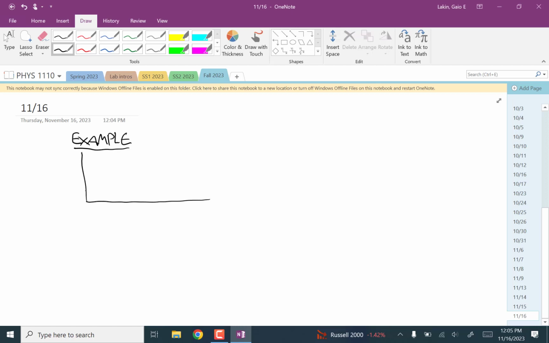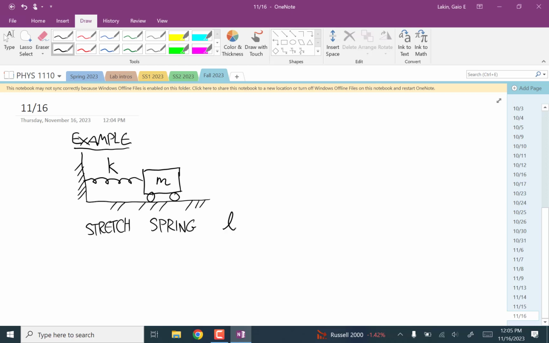Let's say we have a rolling thing connected to a spring, and it doesn't make any difference which way the spring is oriented. And let's say that this thing has a mass of m and a spring constant of k. And let's say we stretch the spring, let's call it an amount L, and release it from rest. What's going to happen?